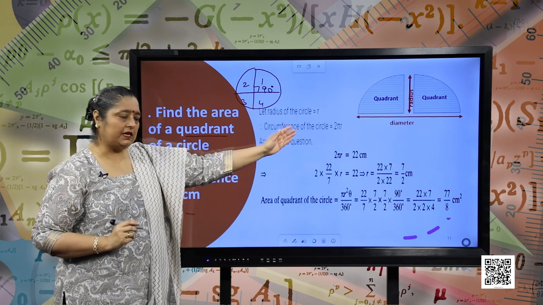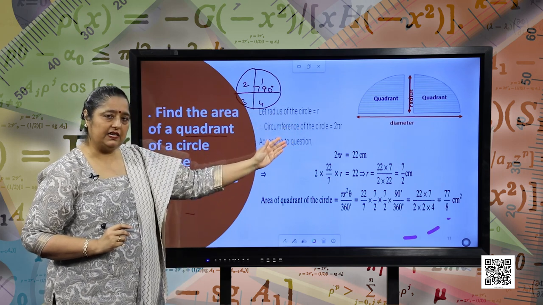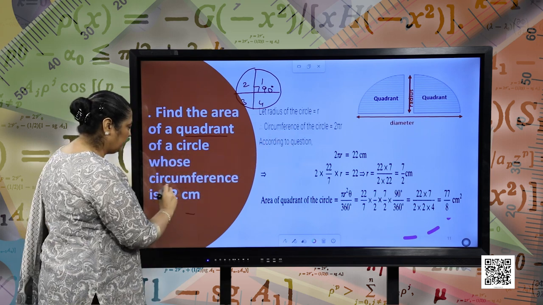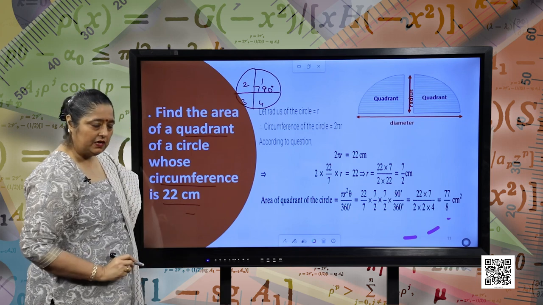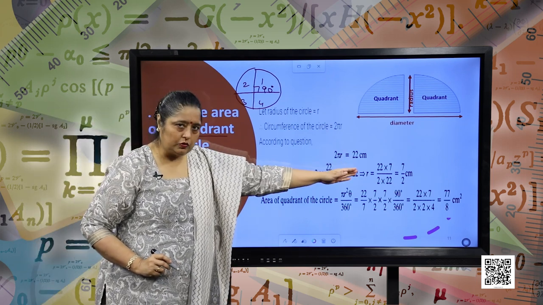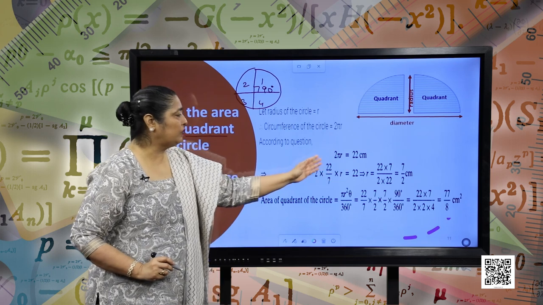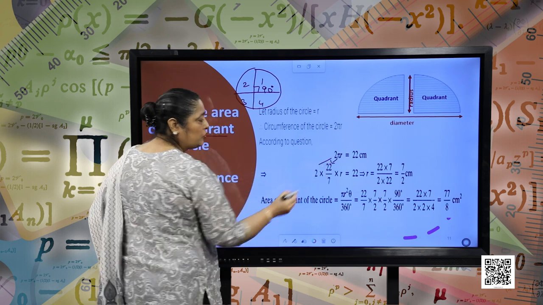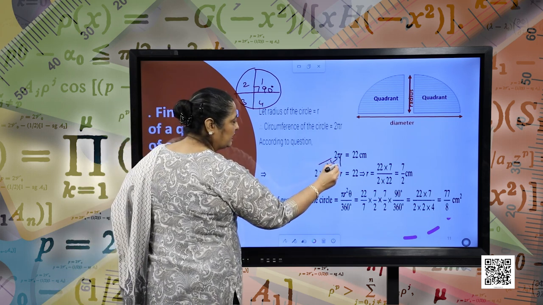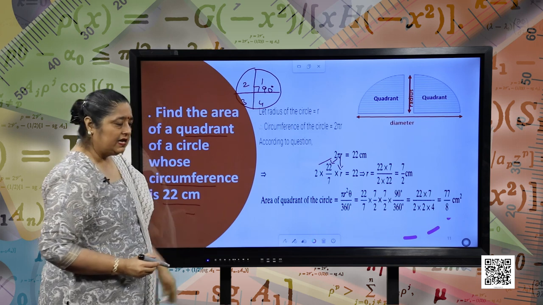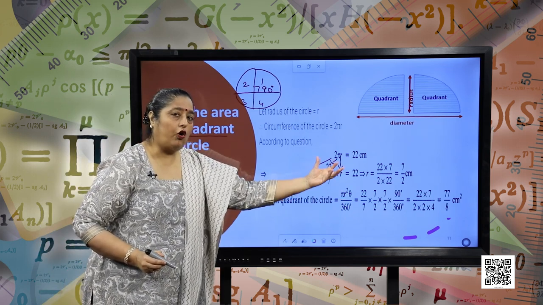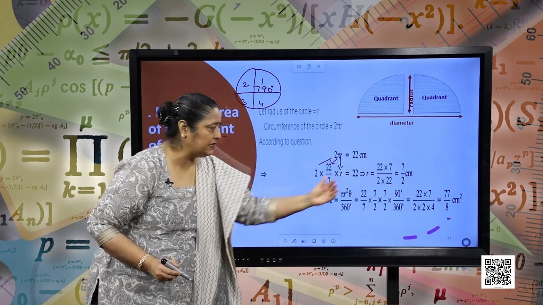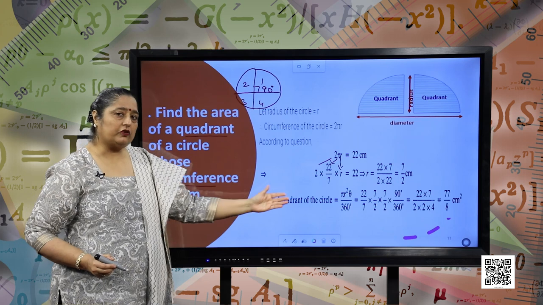Let the radius of the circle be r. The circumference of the circle is given by 2 pi r. According to the question, the circumference is given as 22 centimeter. So, 2 pi r is equal to 22 centimeter. Let us substitute the value: 2 pi is 22/7 and r is r. Then, keeping r on the left hand side and all the numerical values on the right, we have r as 7/2 centimeter.